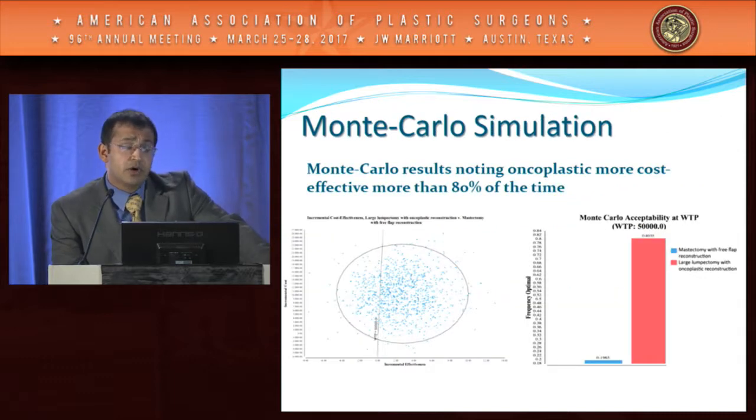We also performed a Monte Carlo analysis where we varied multiple variables at once, and we put simulated patients through our computer model, approximately 1,000 patients. And even while assuming standard variation on multiple variables at once, we found that 80% of the time, large volume oncoplastic surgery was still cost effective, adding to the robustness of our conclusion.